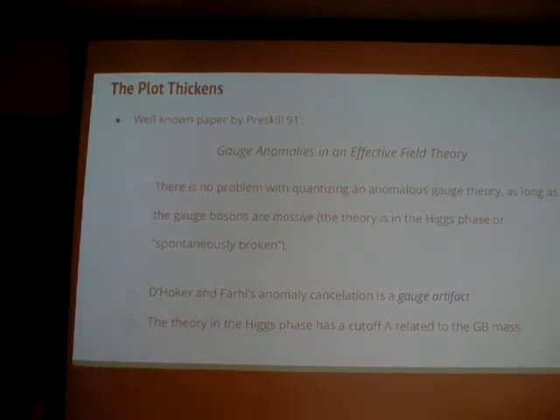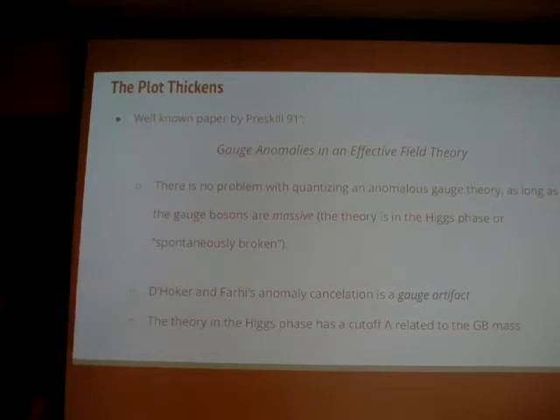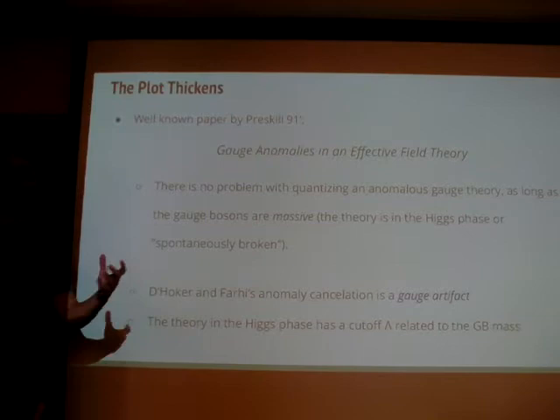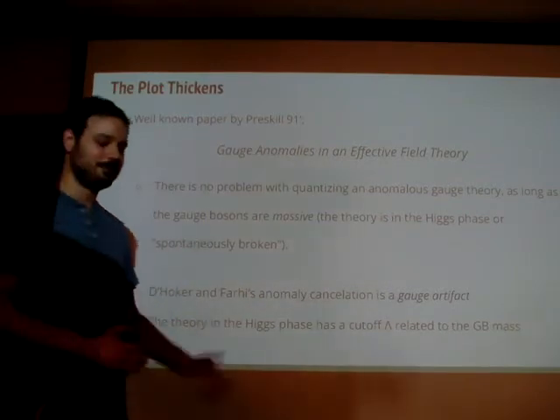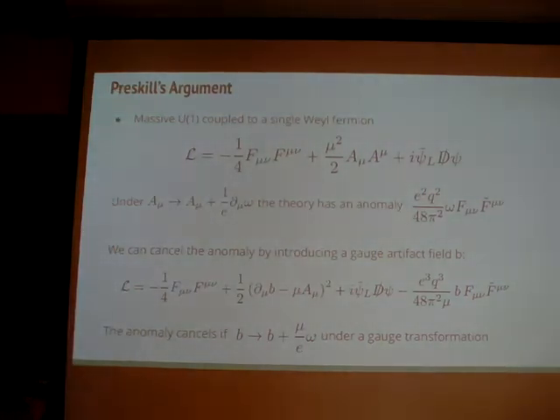So I must say on a personal note that my path throughout this project was the historical path that the field went through. So I read the Dvali-Farkas paper, I thought I figured it all out, there was an anomaly cancellation, and then I read the Preskill paper and my mind was blown, because what I thought wasn't right. Okay, so what's Preskill's argument?